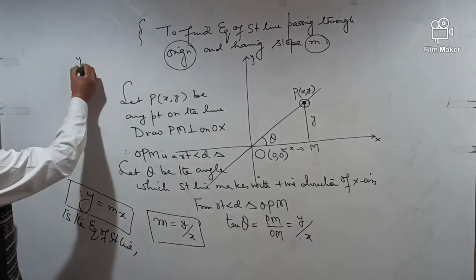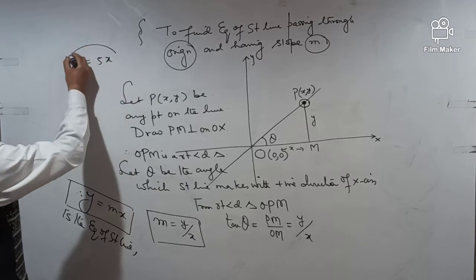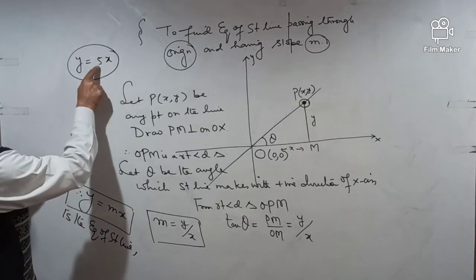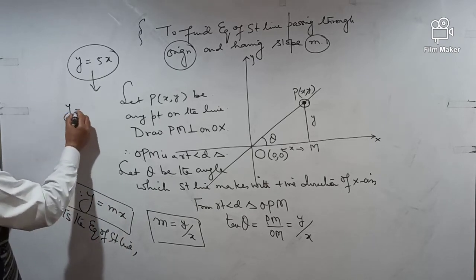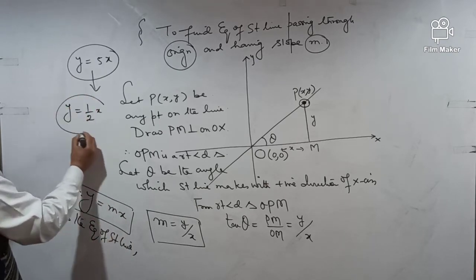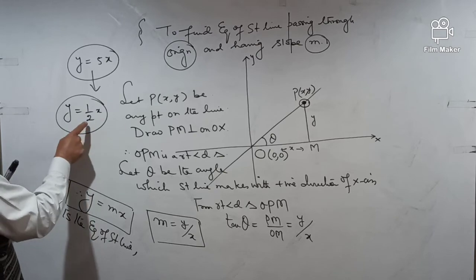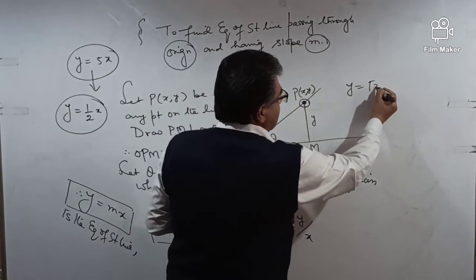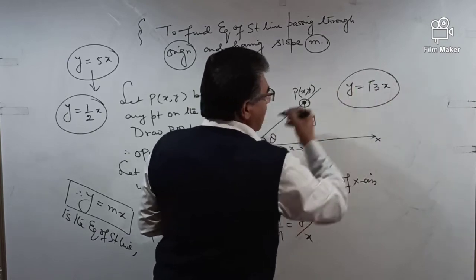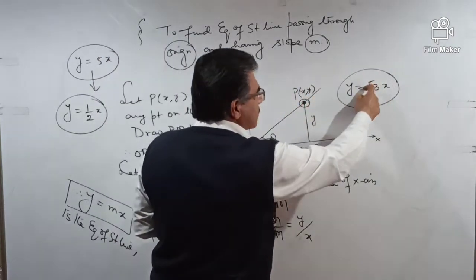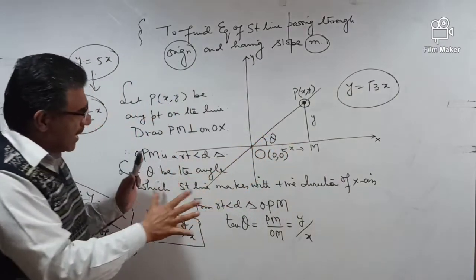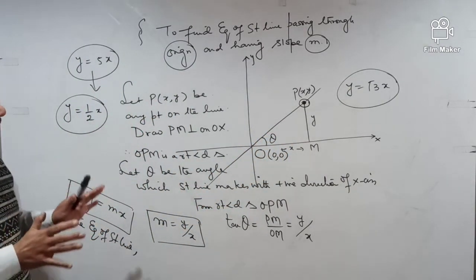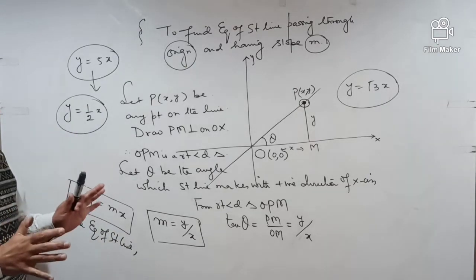Therefore, if I write y is equal to 5x, what is this? It is the equation of a straight line passing through the origin but having slope 5. What is y is equal to 1 by 2 x? It is the equation of the straight line passing through the origin but having slope 1 by 2. What is y is equal to under root 3 x? It is the equation of the straight line passing through the origin but having slope root 3. So this is how to represent the equation of the straight line passing through the origin and having slope m.